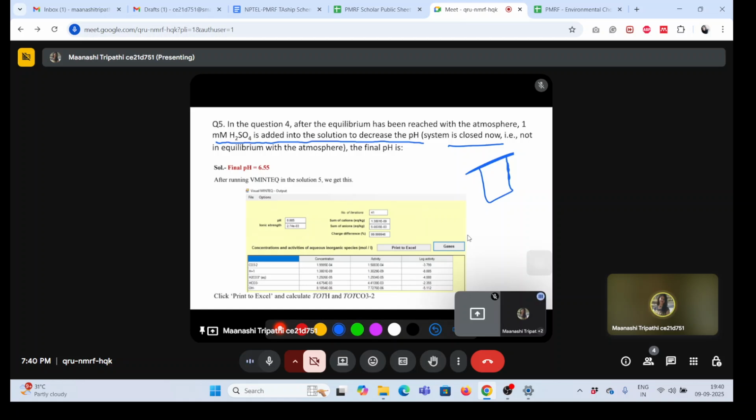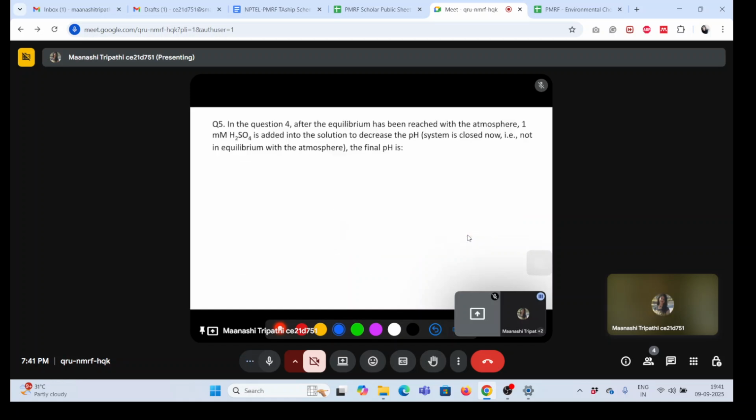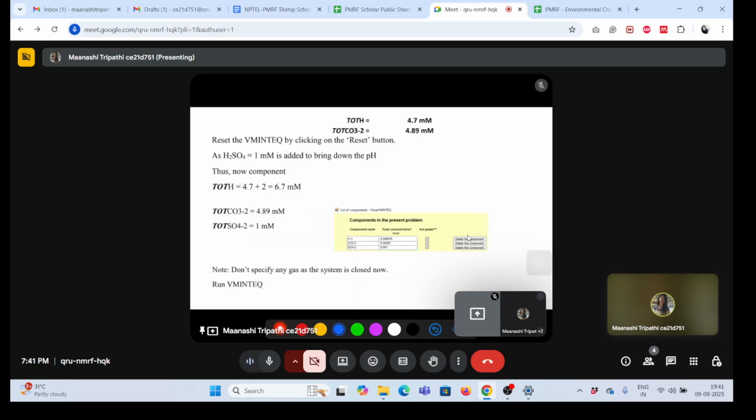So after running Visual MINTEQ, we will simply get the pH after putting in this H2SO4 value. We will get the pH. Now H2SO4 was 1 millimolar. This is from what we got from the older one, question number 4. The pH was 8.88. We have to just press this reset button. Then H2SO4 we will add 1 millimolar to bring down the pH.